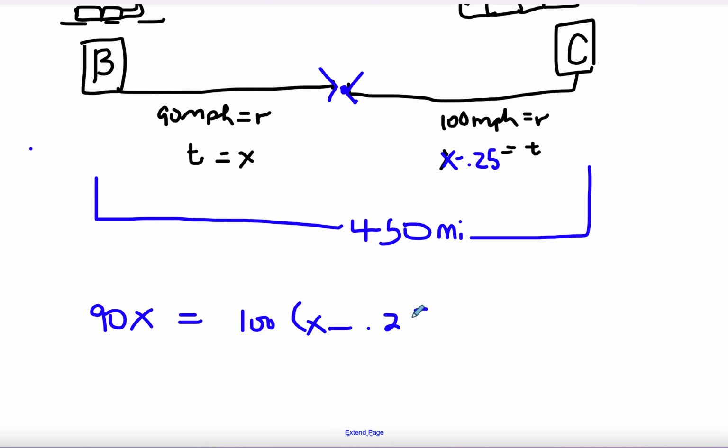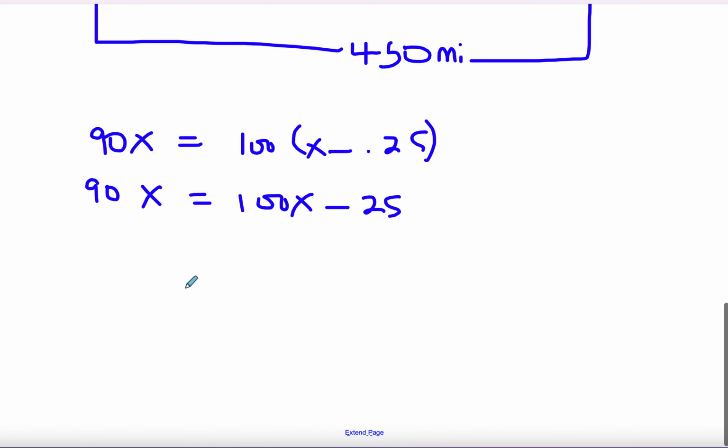Now, why am I setting them equal? Because they're headed towards each other. We want to know at what time they are going to meet or pass each other. So when they're headed towards each other, we make them equal. When they're going apart and we want to know the total time that it took them to get so many miles, we add them. All right, so 90x is equal to 100x minus 25. Bring the 100x over. We get negative 10x is equal to negative 25. So x is equal to 2.5 hours.